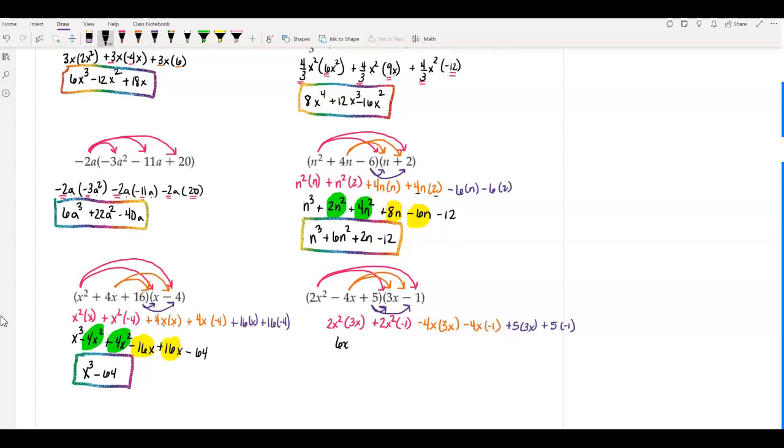We get 6x cubed, because we have 2 here, 1 here, minus 2x squared, minus 12x squared, plus 4x, plus 15x, minus 5. Find our like terms. So we have 6x cubed minus 14x squared plus 19x minus 5. And that's our final answer.